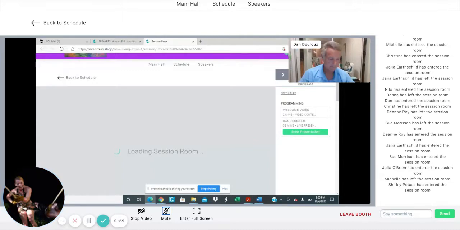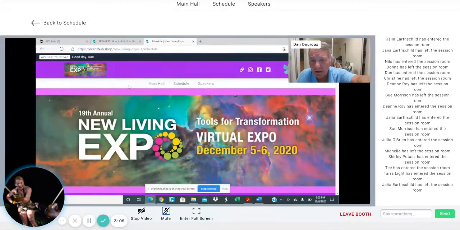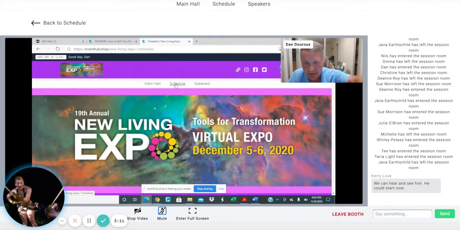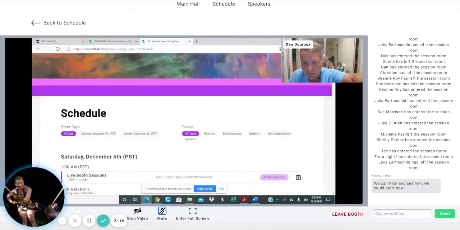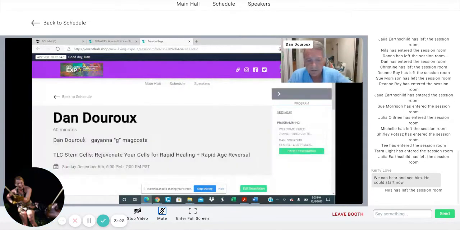Okay. It still says loading session here. Is that right? Yeah. Because it looks like your computer's maybe a little bit frozen up. I would maybe like you to go to eventhub.shop/New Living Expo and just refresh your page. Okay. I'm going to enter schedule here again. Okay. Go down. I think I was in Edge. I jumped out of Chrome. Yeah, Chrome is the best platform to use for this website. It works the best. All right, enter presentation.